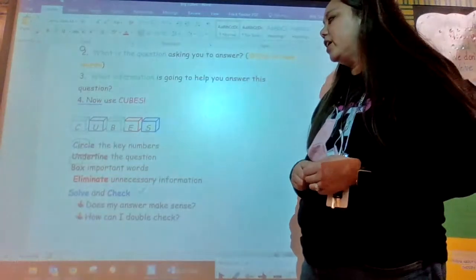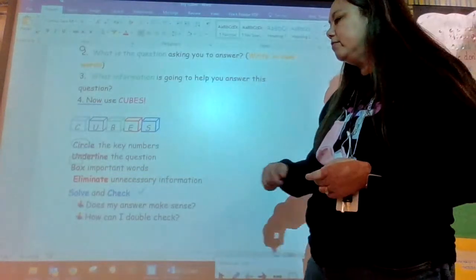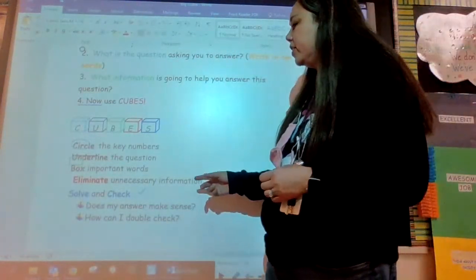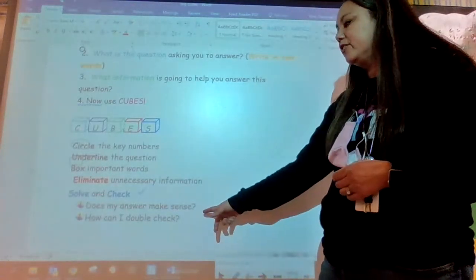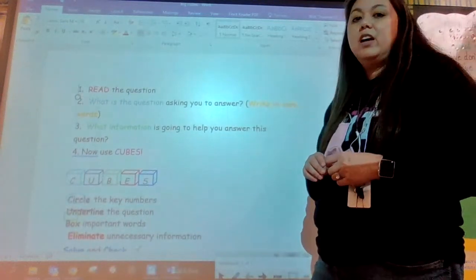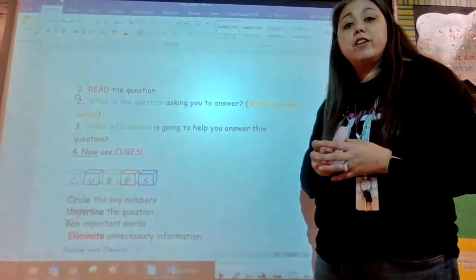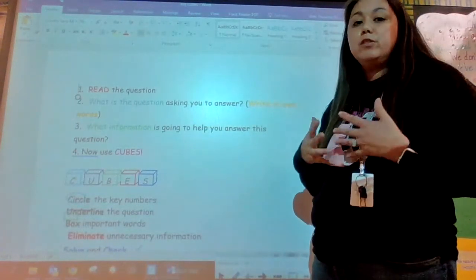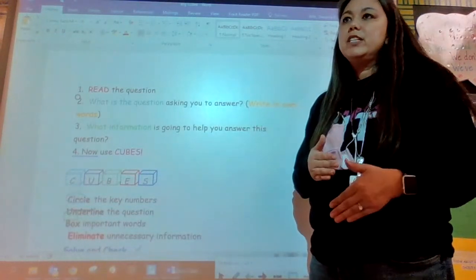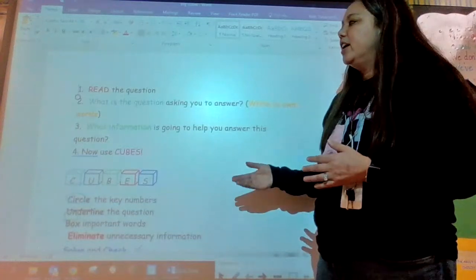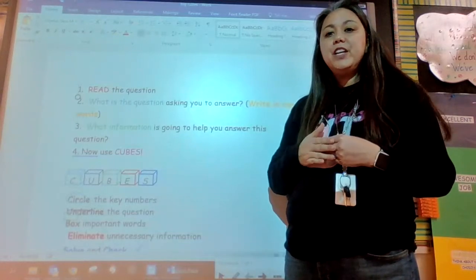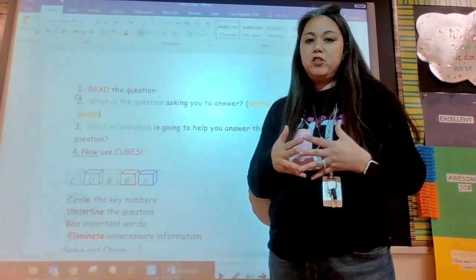Circle those key numbers, underline the question, box in important words, eliminate unnecessary information, solve and check. Does my answer make sense? How can I double check? Okay. And we will be going through these for every problem-solving problem that we do. And I want you to be using them as well as at your homework at home. So, go to your next page, and that's what we're going to get started doing. Come back anytime to this video and rewatch it for any help that you need on problem solving.